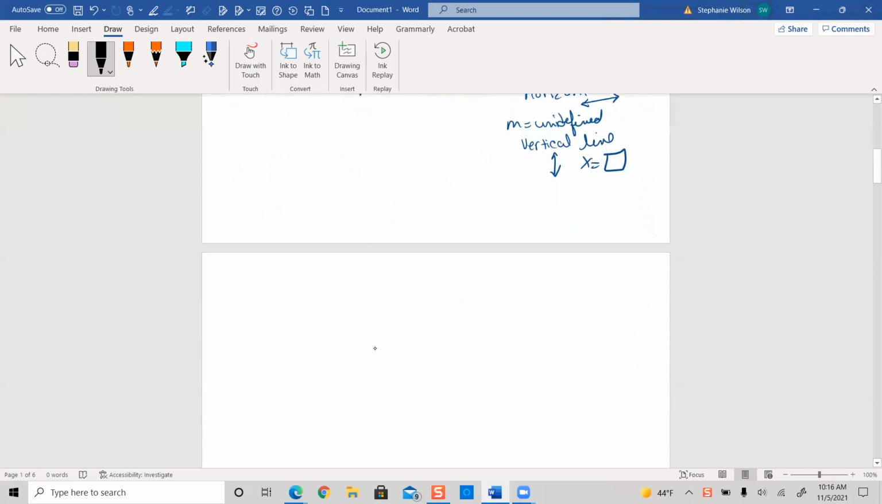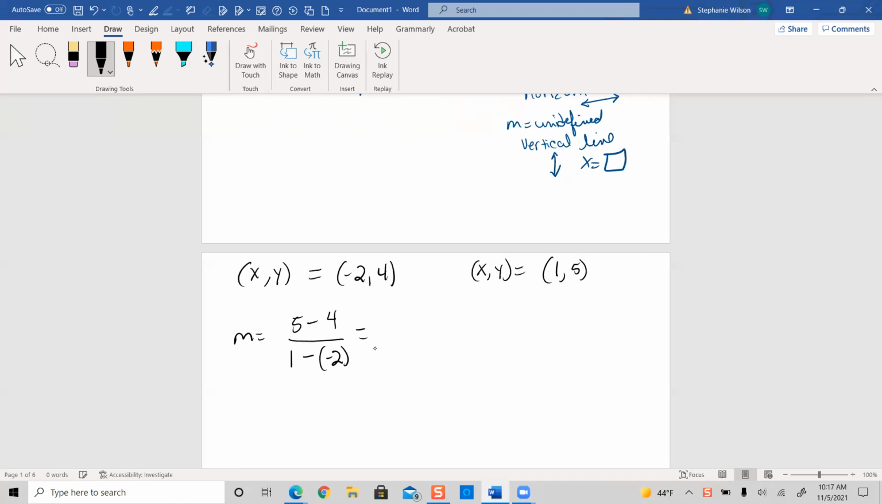Finding the slope. Again, you just need 2 ordered pairs. So what if I had ordered pair 1 of (-2, 4), and we have ordered pair 2 of (1, 5). Okay, so now to find that slope, I'm just going to plug in my y value from the second ordered pair minus my y value from the first ordered pair, over my x value from the second ordered pair minus the x value from the first ordered pair.